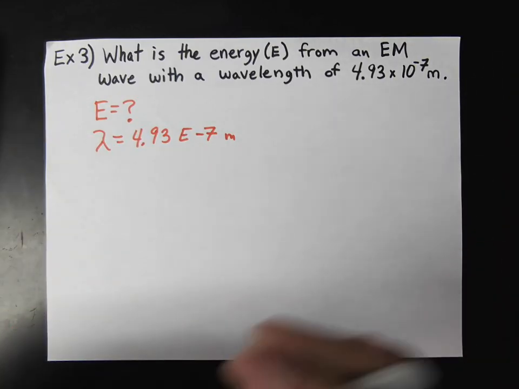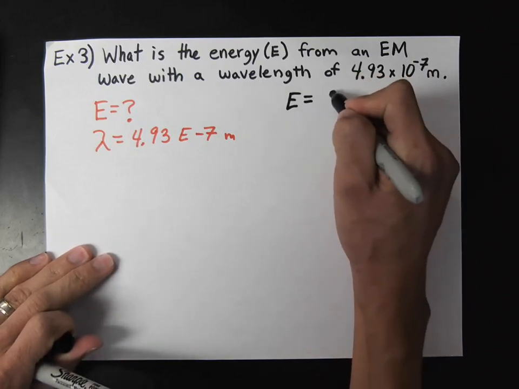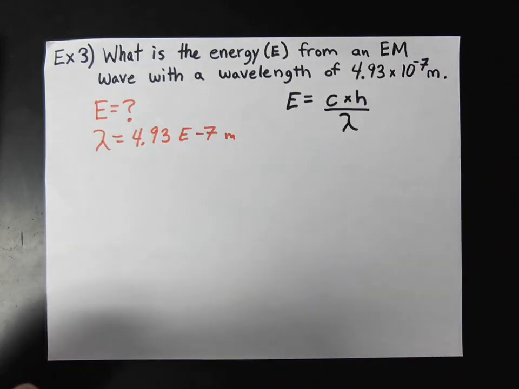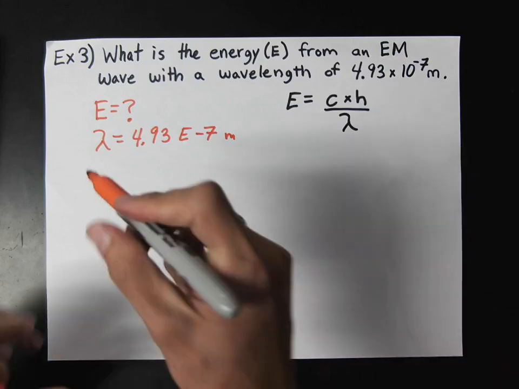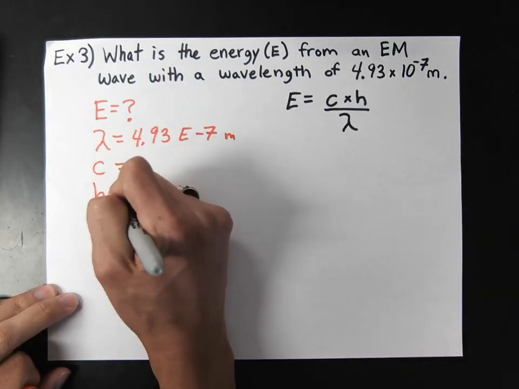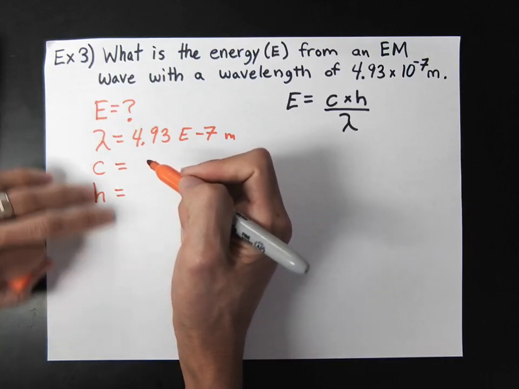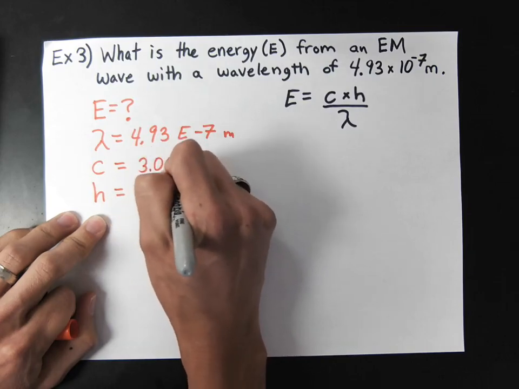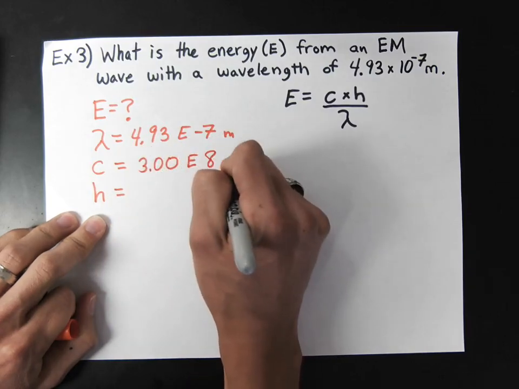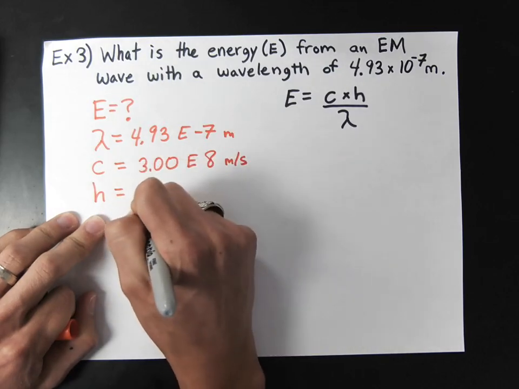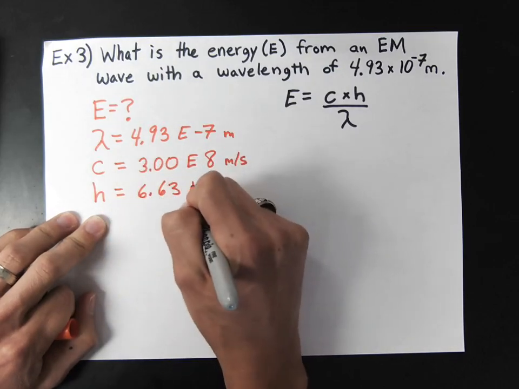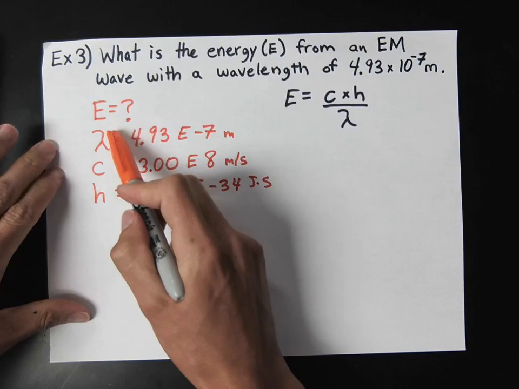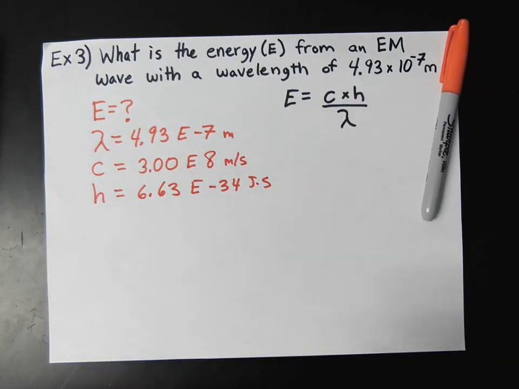So the equation we're using this time is energy is equal to speed of light multiplied by Planck's constant divided by wavelength. So we're going to have c, we're going to have h. You might be wondering, it doesn't say these values, so where are we going to get them? They are constants. All right. So we're just going to plug these in, all right, and we'll solve for it.